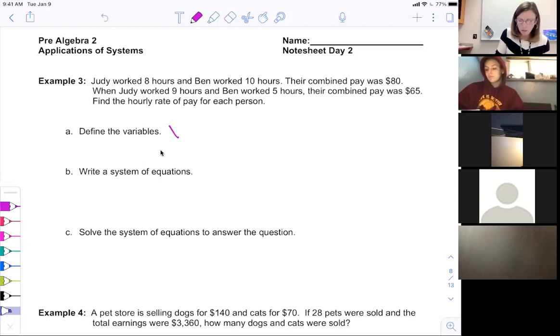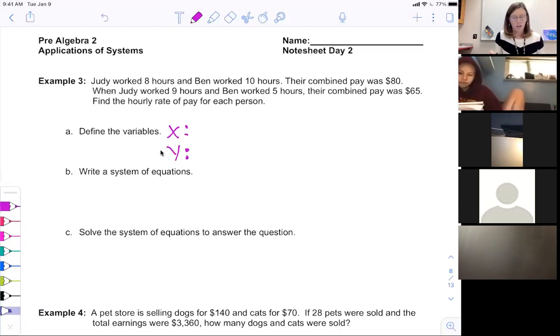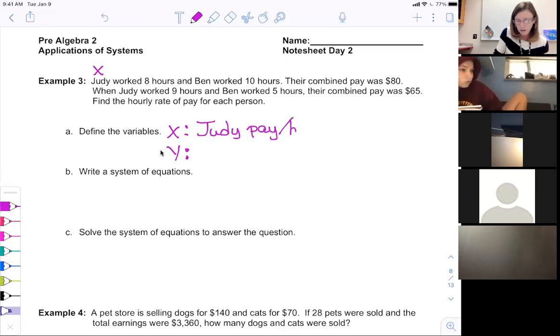So just like we've been doing, the first thing that you read is Judy. So I'm going to make Judy X. But it's her pay per hour. That's what the X actually represents. How much is she making per hour? The second person that we read says Ben. So Ben would be Y. And it's his pay per hour.